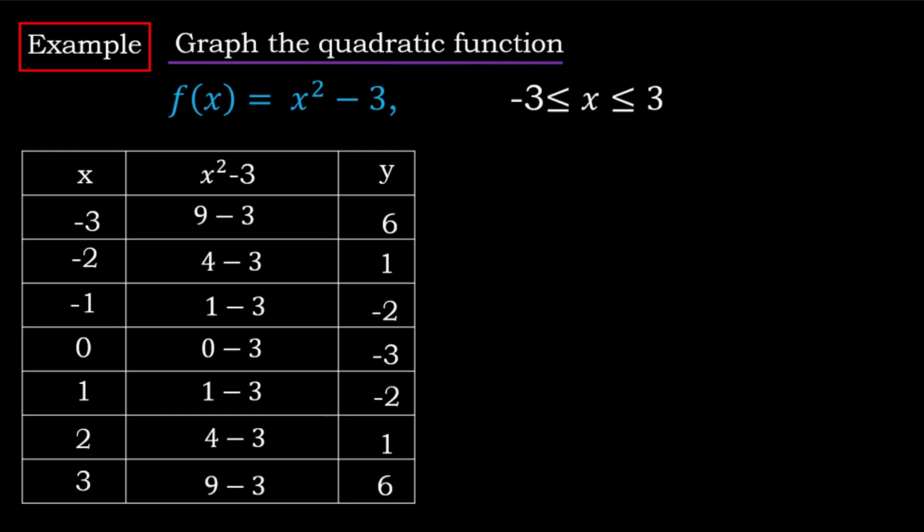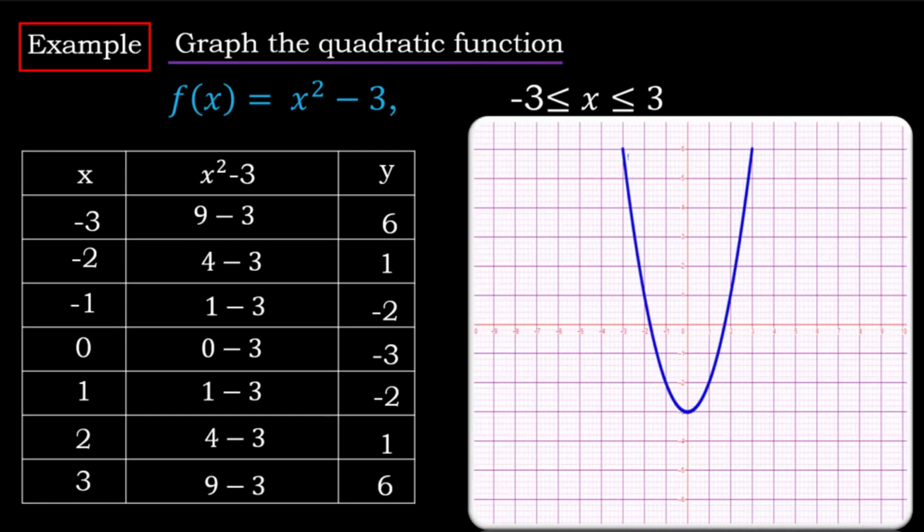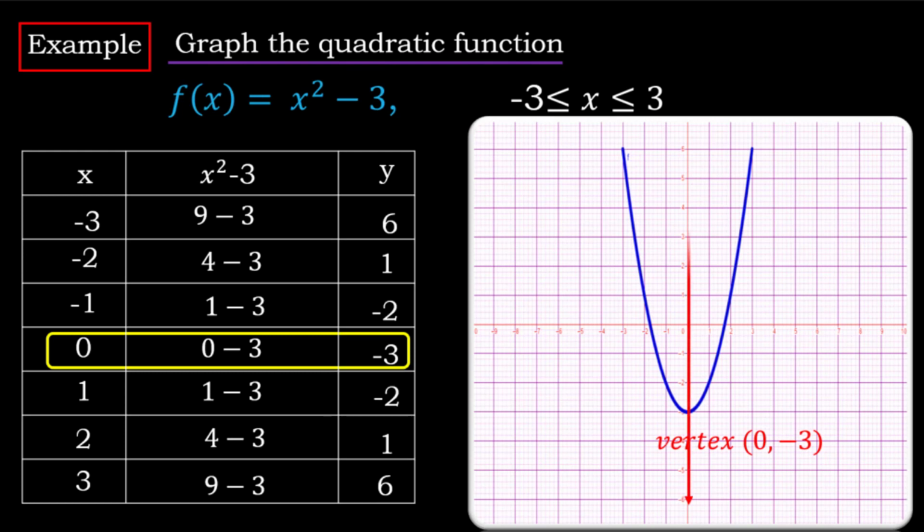Now we can draw the graph here, the parabola, and identify the vertex point. If you look at the shape here, we have 0 and we have -3. This is the vertex point. The vertex point here is 0, -3. We can write here the symmetric line. It will be x equals 0.